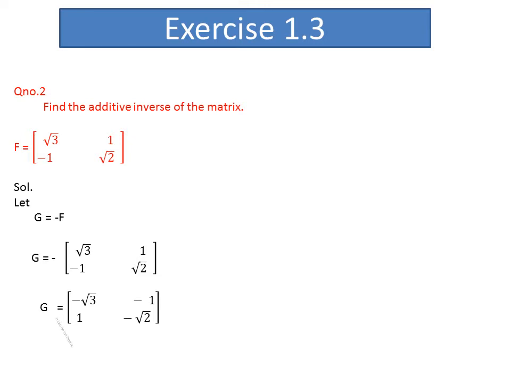It can be verified as follows: if the sum of both these matrices is equal to the 0 matrix, then we can say that both these matrices are inverse of each other. Here we write F plus G equal to G plus F. If the result of both these sums is the 0 matrix, then we can say that both these matrices are additive inverse of each other. First of all, we will solve the left hand side.